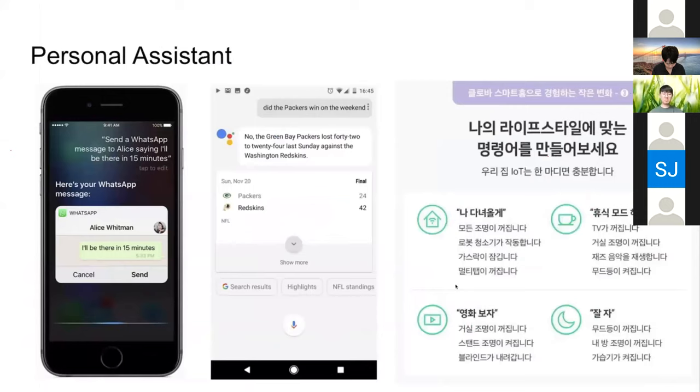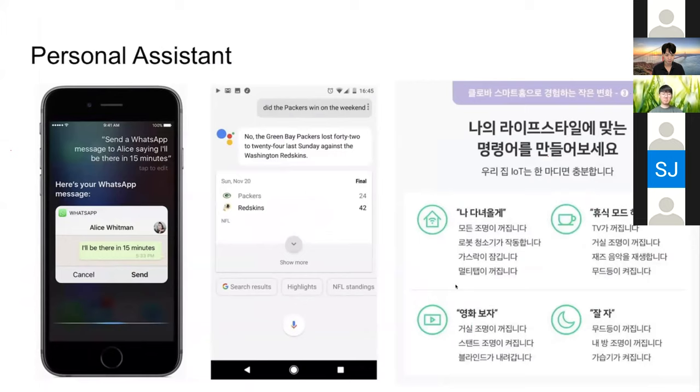And we're seeing an increasing application of a personal assistant. You can ask to your Apple Siri, Google's, I'm not sure what they call it, Google Assistant, I think, or Naver Clova, or other personal assistants, your daily needs. Sometimes you can actually send some message, like I'll be there in 15 minutes. Or you can sometimes ask a question.